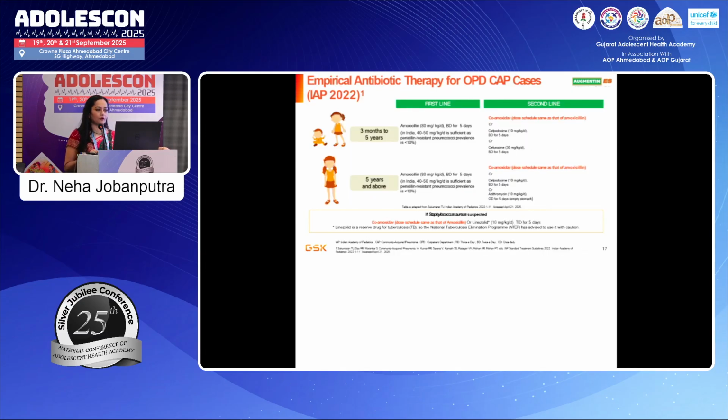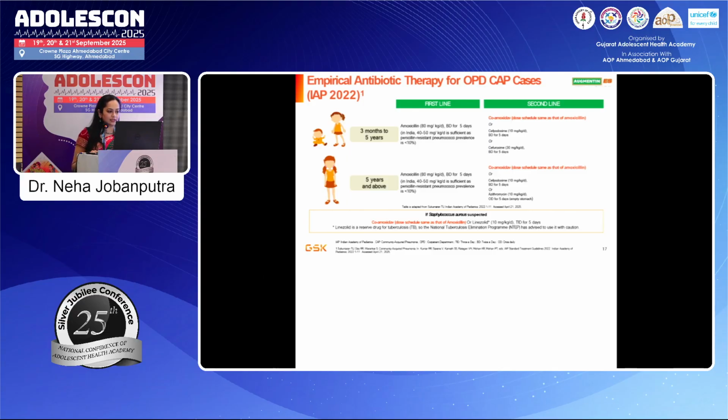Empirical antibiotic therapy for OPD community-acquired cases, for 3 months to 5 years of age: amoxicillin 80 milligram per kg per day for 5 days is the first line, or co-amoxiclav with the same dose as amoxicillin, or cefpodoxime or cefuroxime is used. For patients 5 years and above, amoxicillin is used in an oral dose; 40 to 50 milligram per kg per day is sufficient, as we have a prevalence of penicillin-resistant pneumococci. The co-amoxiclav schedule is the same, with second line being cefpodoxime or azithromycin.